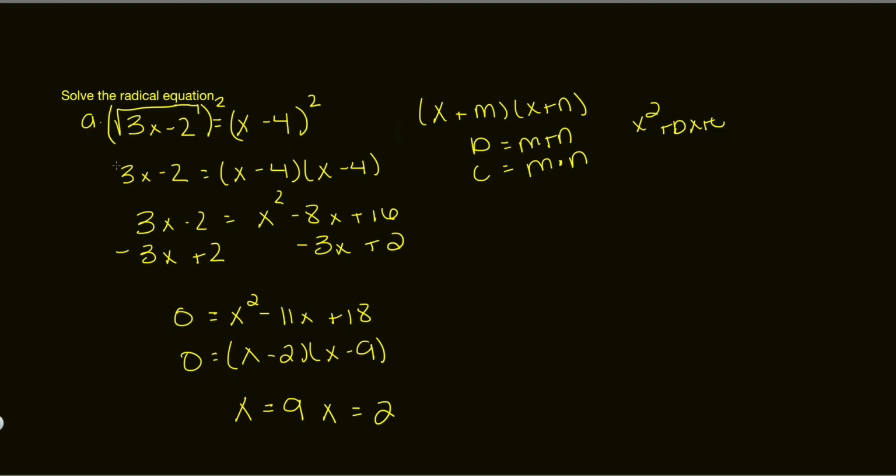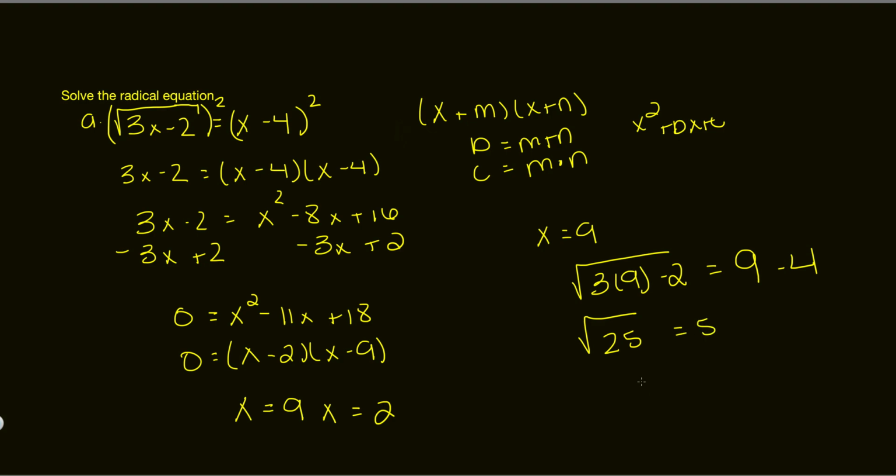Now, like I said before, let's substitute it back in. We'll start with x equals 9 first. So we have the root of 3 times 9 minus 2 equals 9 minus 4. 3 times 9 is 27, minus 2 is 25, so the root is 5, and it equals 5. That is true. 5 does equal 5. We're good there. Now I'm going to try the second one, x equals 2.